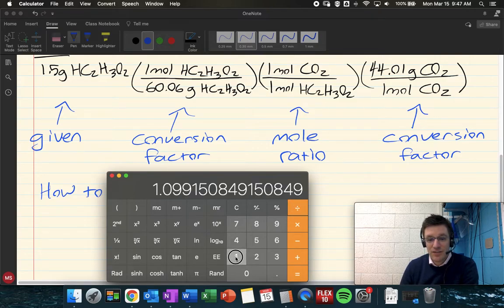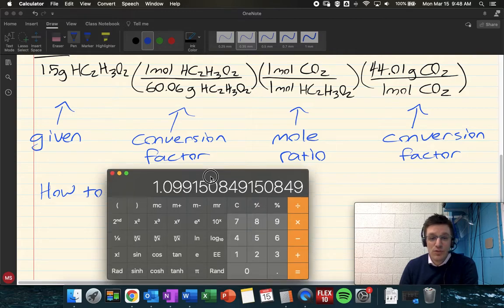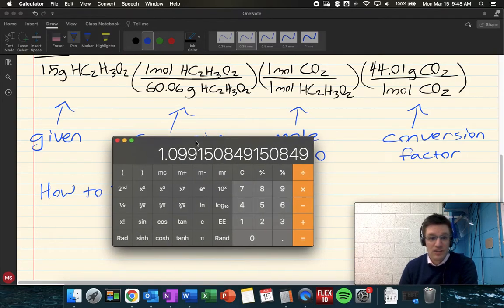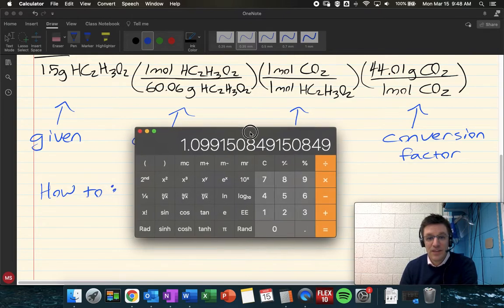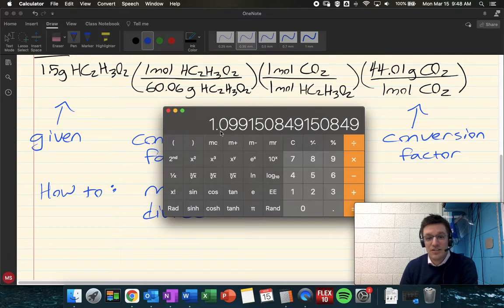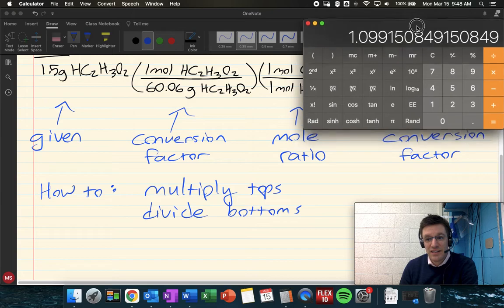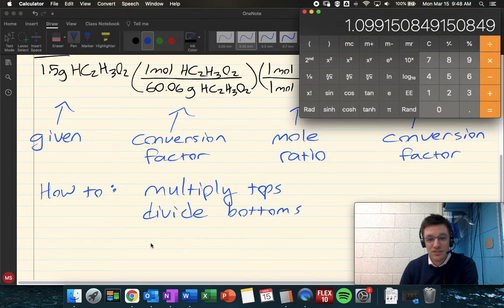Well, I can divide by 1. Now some of you smarty pantses know that if you multiply or divide by 1, it does nothing. So we really didn't have to even do the 1s at all. We only needed the 1.5, the 44.01, and the 60.06. And my final answer here is 1.099. I'm going to round that up to 1.10. I'm keeping 2 decimal places.